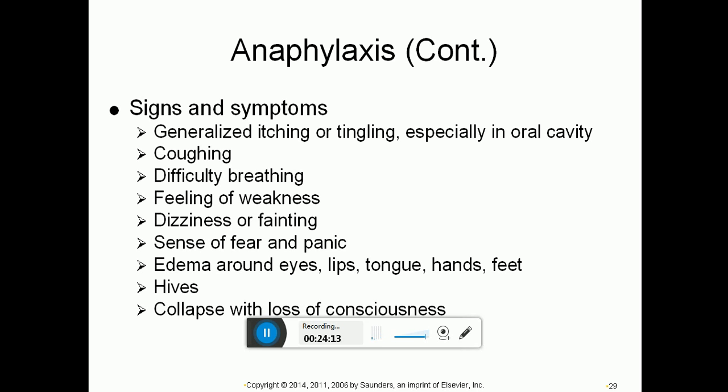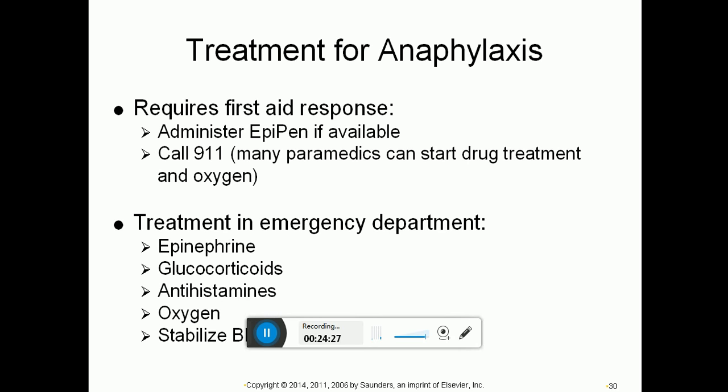So these are the swelling around the eyes, lips, and the mouth, and hives. So these are all signs that you want to look for if a person is allergic to something. And if you see these signs, you want to right away try to administer an EpiPen. You want to call 911 if you're not in a hospital setting, but if you are, you're going to give them the epinephrine, cortisone, antihistamines, oxygen, and stabilize their blood pressure. EpiPen is the epinephrine, sorry, not the norepinephrine.